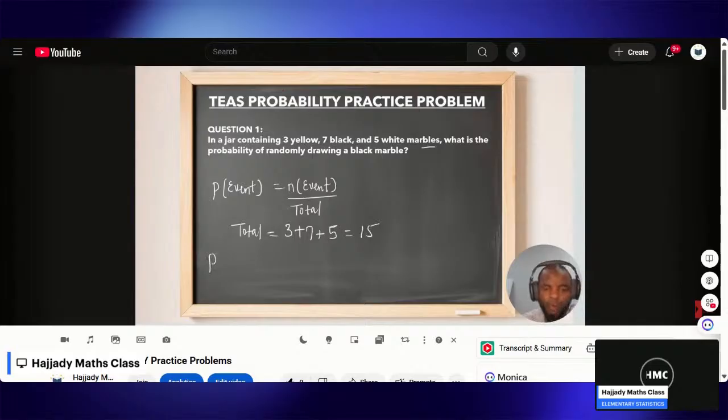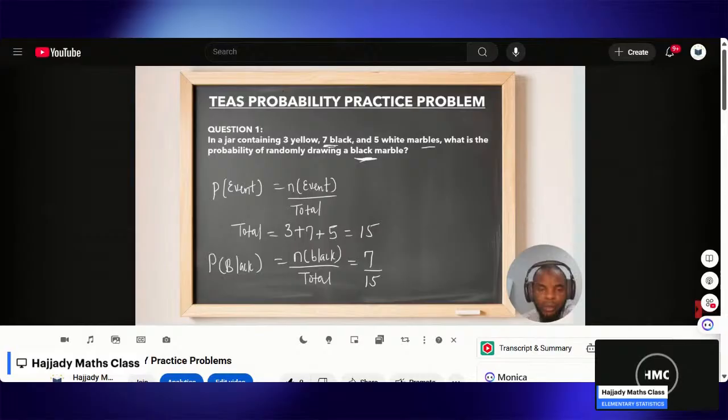So what is the probability of drawing a black marble? It is going to be the number of black marbles over the total number of marbles. How many black marbles do we have? We have 7 black marbles over the total, which is 15. This rule is general for any problem you can come across in probability. Now let's move to question number 2.